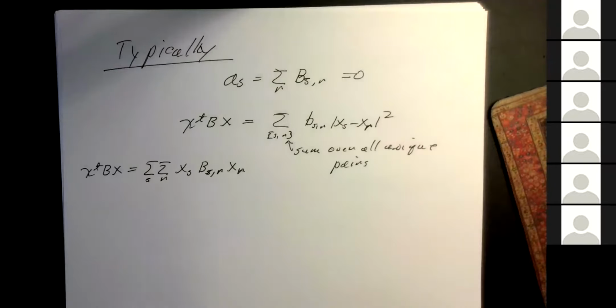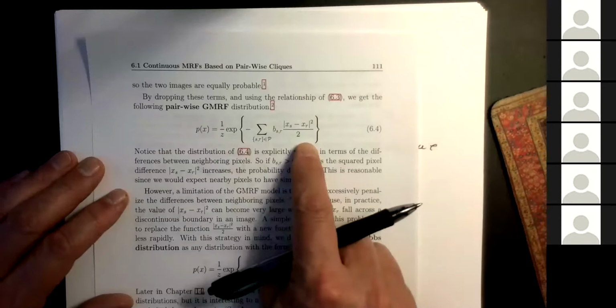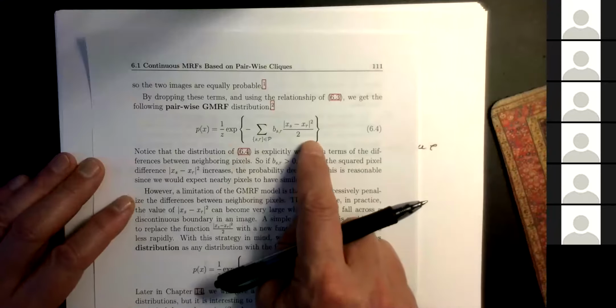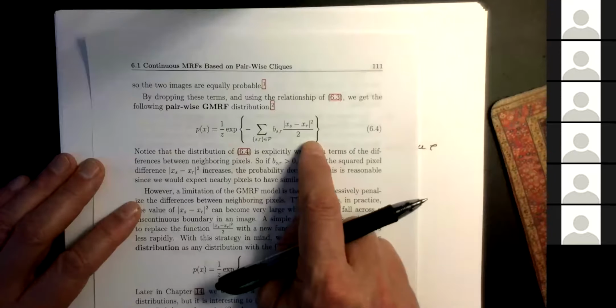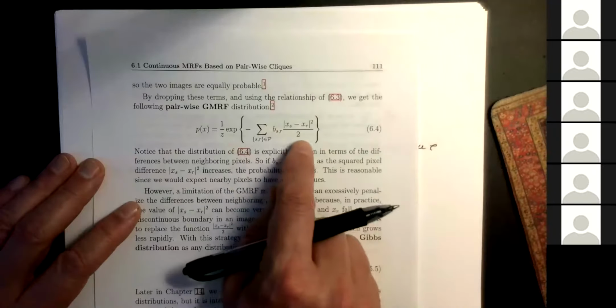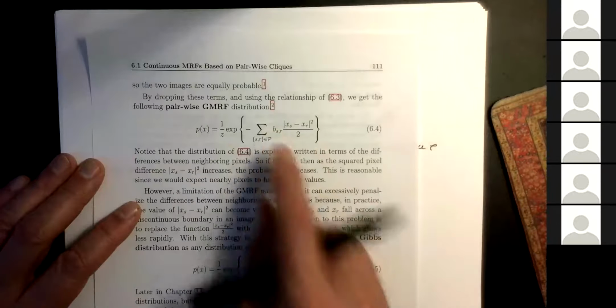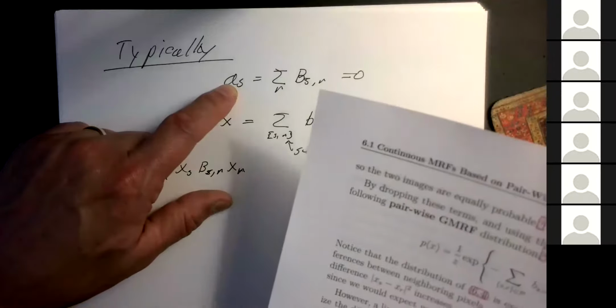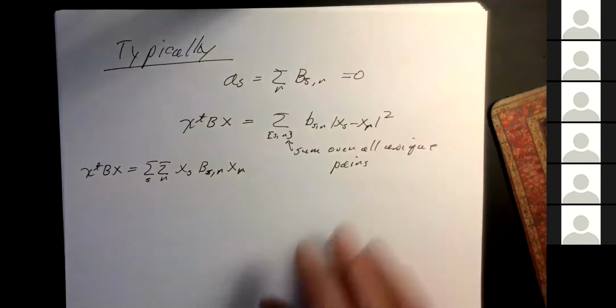So the general form of the regularization for a quadratic prior distribution is this form. Okay, this is a general form. The only thing we're assuming here is that the A's are 0. But the reason we assume the A's are 0 is why?